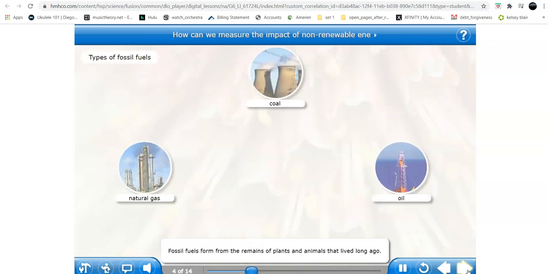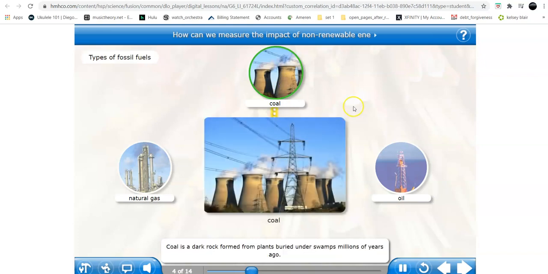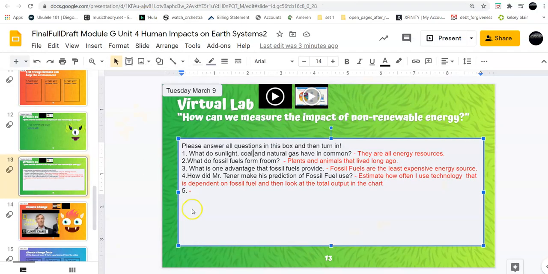Fossil fuels form from the remains of plants and animals that lived long ago. Chemical energy from these organisms is stored in fossil fuels. Click the images to learn more about each one. Alright, let's learn about them. It wants me to click on coal first, I guess. Coal is a dark rock formed from plants buried under swamps millions of years ago. When coal is burned, it releases heat. This heat is used in power plants to generate electricity.